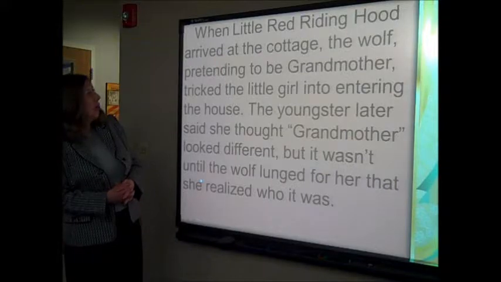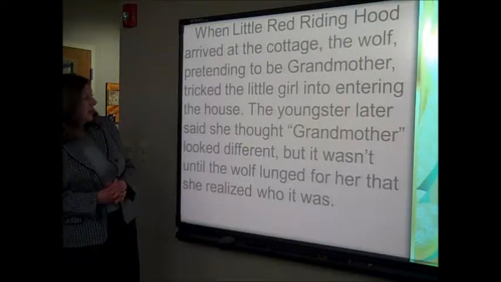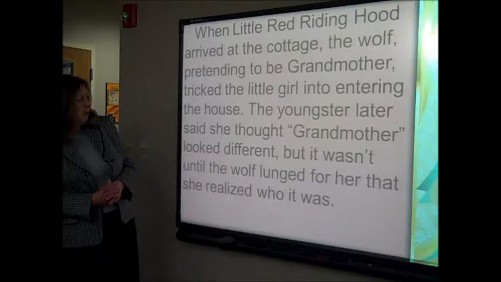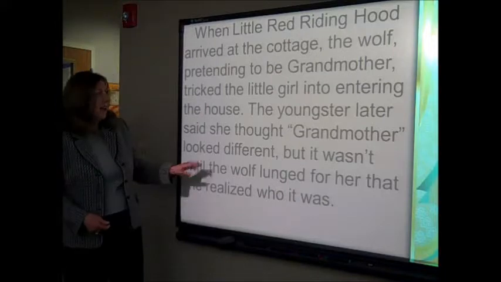When Little Red Riding Hood arrived at the cottage, the wolf, pretending to be grandmother, tricked the little girl into entering the house. The youngster later said she thought grandmother looked different, but it wasn't until the wolf lunged for her that she realized who it was. So now we explain that little fact.